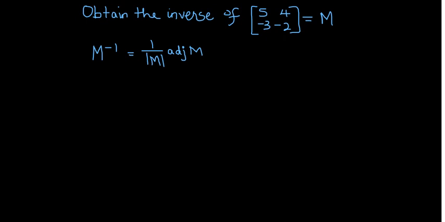Alright, so from here, we do know how to get the determinant. We calculated the determinant earlier, as a matter of fact. We said the determinant of M is 2. Now, if I want to get the adjoint matrix, how do I get the adjoint matrix? Anybody?